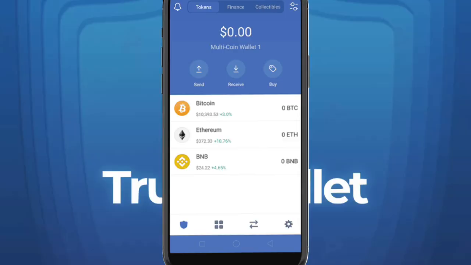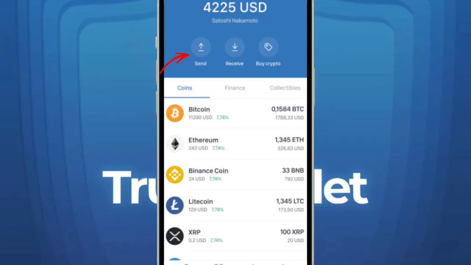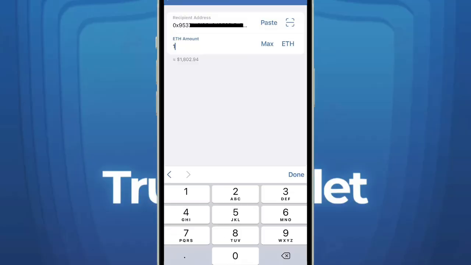Head over to Trust Wallet, select your asset, and tap Send. Then paste the deposit address you just copied from your exchange. Ensure you have a small amount of the network's native token, like BNB for smart chain transactions, to pay the required gas fees for the transfer.